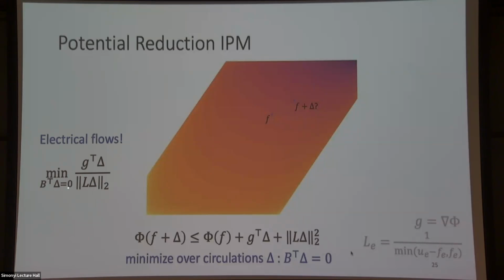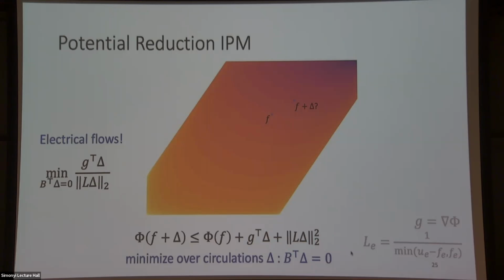So what is this? I'm finding a circulation. I'm looking to minimize the ratio of the gradient contribution, the linear contribution of the gradient and the step, over the L2 norm of L delta. This is equivalent to computing electrical flows in the graph, with resistances given by 1 over L_e squared. Is it easy to see why minimizing this is the same as minimizing that? So we want to minimize this expression. Why is that equivalent to that?